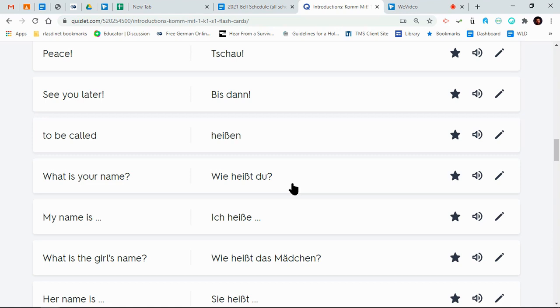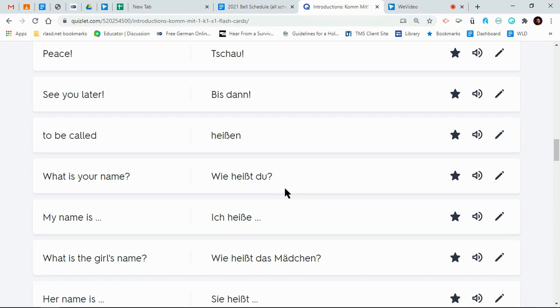I can respond by saying my name is, which would be ich heiße. Ich heiße, and then you would say your name. Ich means I. Heiße is the conjugation or the changed form of heißen to match the word I. So ich heiße. We drop the en, add an e.